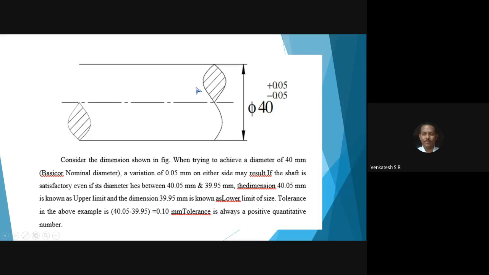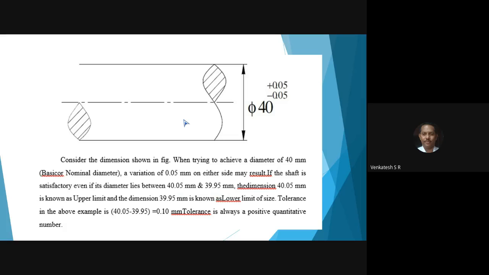If the diameter of the shaft lies between these two dimensions, then accept. Only two criteria: accept or reject. If the dimension of the shaft, that is the diameter of the shaft, lies between 39.95 and 40.05, then accept the shaft. Only two criteria: accept or reject.